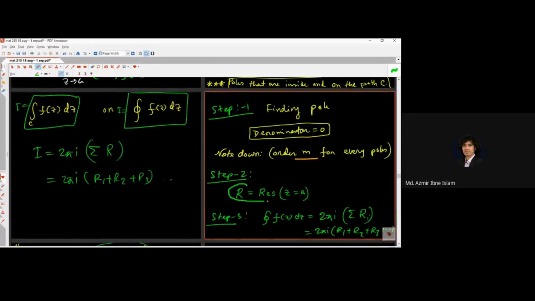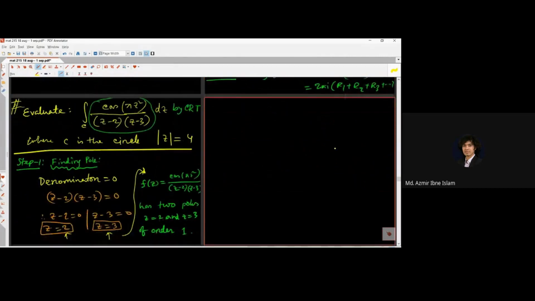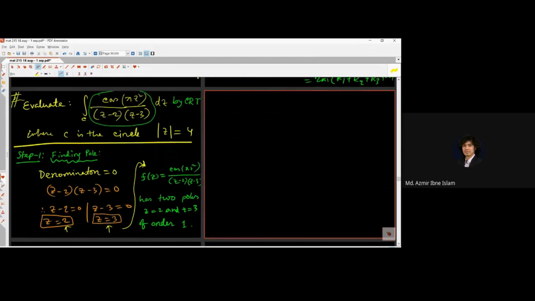Now step 2. Step 2 is to find the residues of every pole that is inside and on C. We have to find only the residues for those poles that are inside and on the circular path, or maybe the path that we have C. So here we have the path modulus of z equal to 4. So do you know what it means? Modulus of z equal to 4 is actually a circle. It is x squared plus y squared equal to 4 squared. It is going with your chapter 1 contents, right?